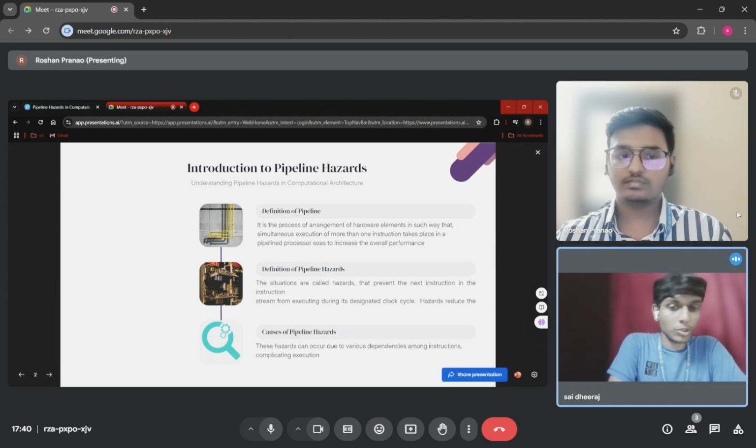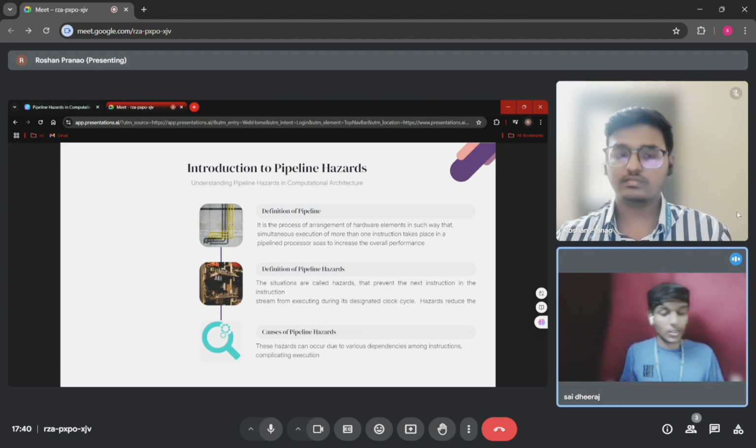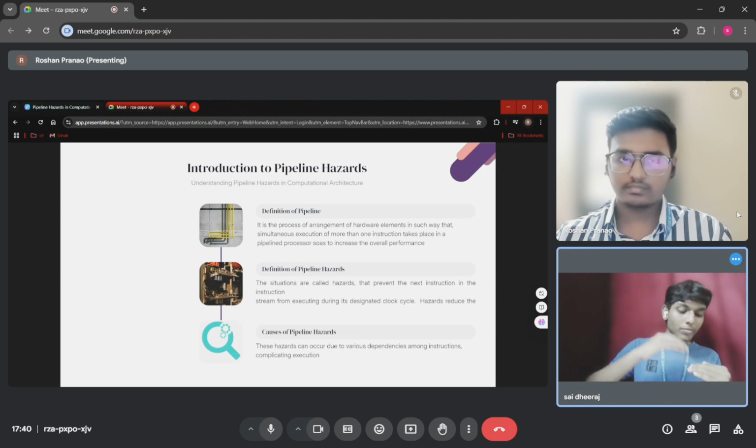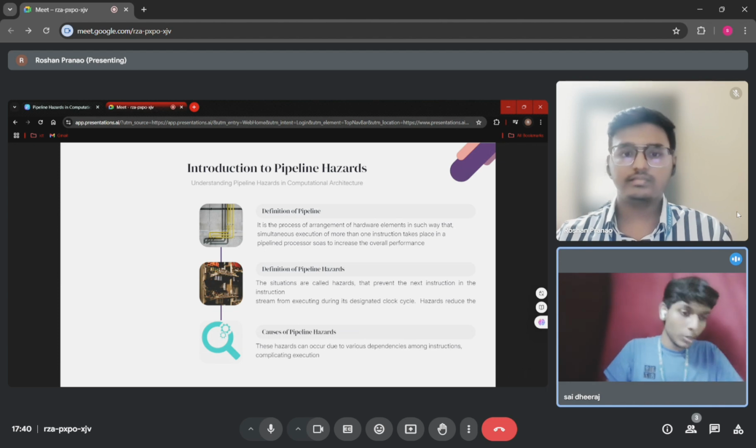It is a process of arrangement of hardware elements in such a way that simultaneous execution of more than one instruction takes place in a pipeline processor so as to increase the overall performance. So obviously, an operation in an instruction stream doesn't wait for the operation in the previous instruction stream. In such cases the performance is increased because there is overlapping of instructions taking place.